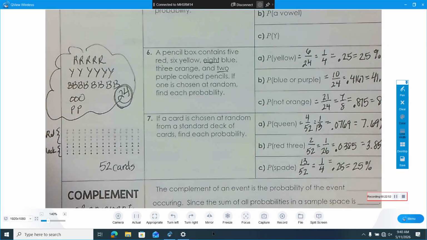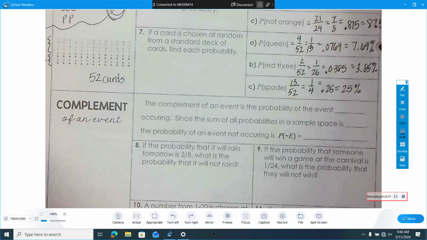Raise your hand if you think you get probability. Super easy, right? I love it. It's so easy. Okay, we want to look at one more thing and then we're done.